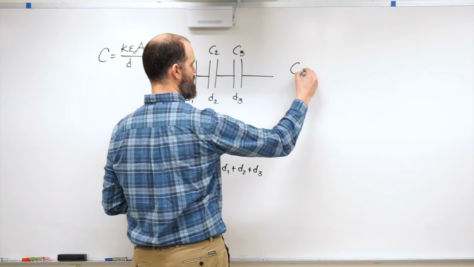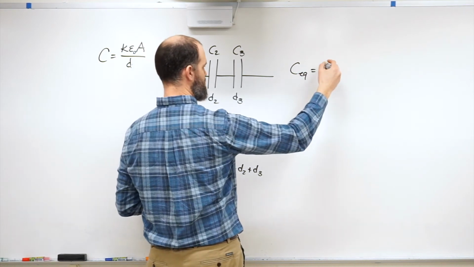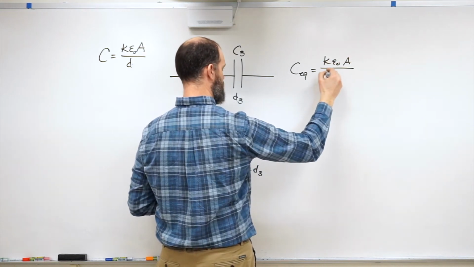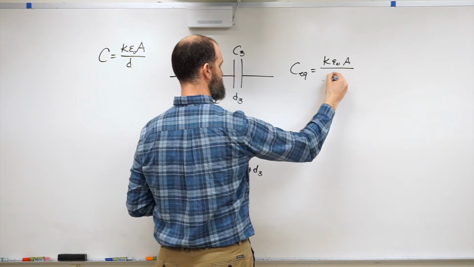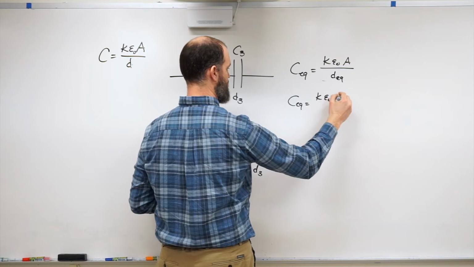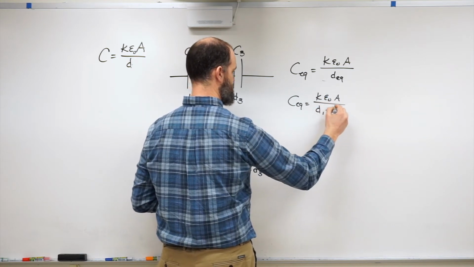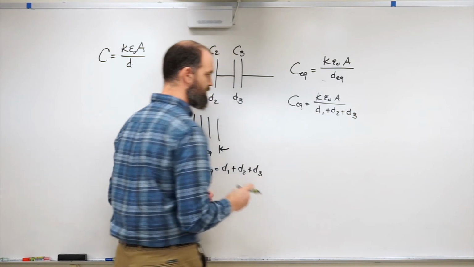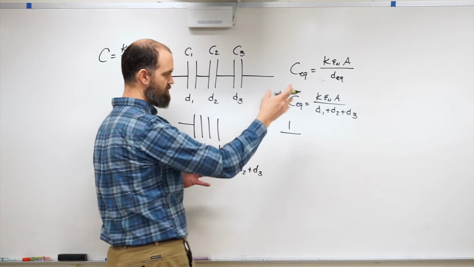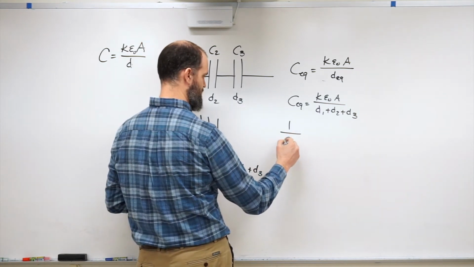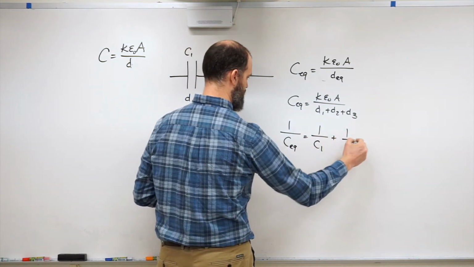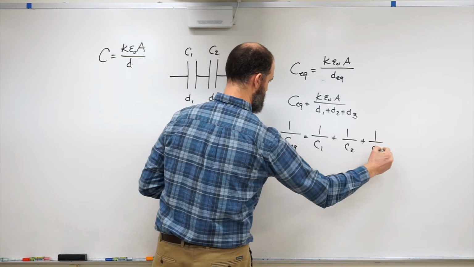If I were to say, what's the equivalent capacitance here? Well, my equivalent capacitance would be kappa epsilon naught A over my equivalent distance, which is equal to kappa epsilon naught A over d1 plus d2 plus d3. Okay? And it's fairly easy to show that if I take a reciprocal, or cross multiply, what I end up with is that 1 over my equivalent capacitance is equal to 1 over C1 plus 1 over C2 plus 1 over C3.